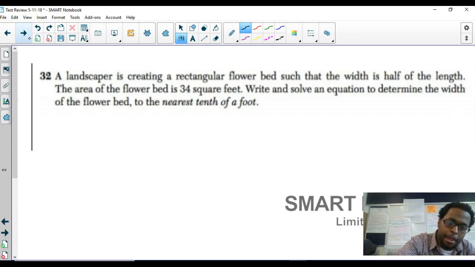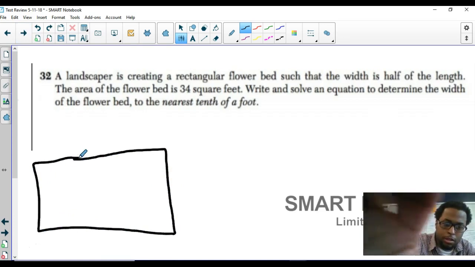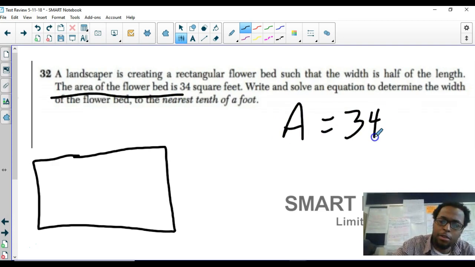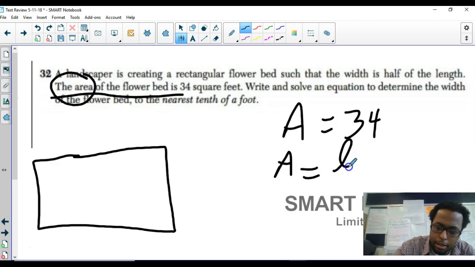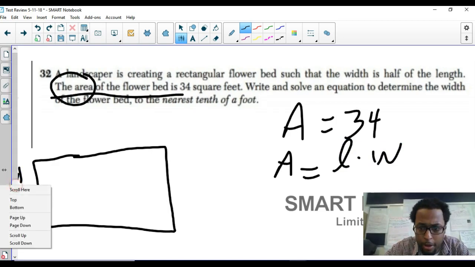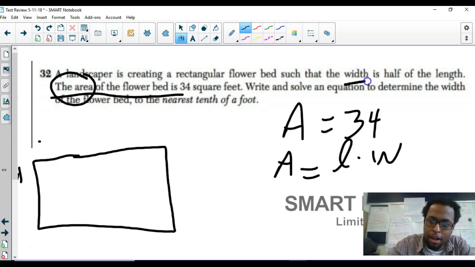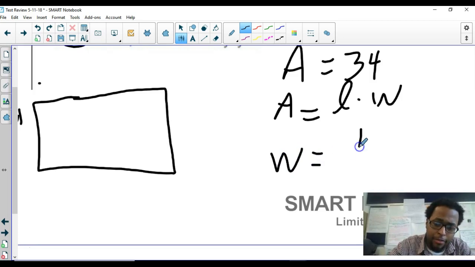All right, so I have a rectangular flower bed. Okay? So, looking at the area of the flower bed, I know the area equals 34. So I know this is an area question because we talked about it. It's the area. So I know my area formula has to be the length times the width. Let's continue reading the question. And again, we drew a diagram. It's important to draw a diagram. It says the width is half of the length. So I know that the width is half the length. Okay?